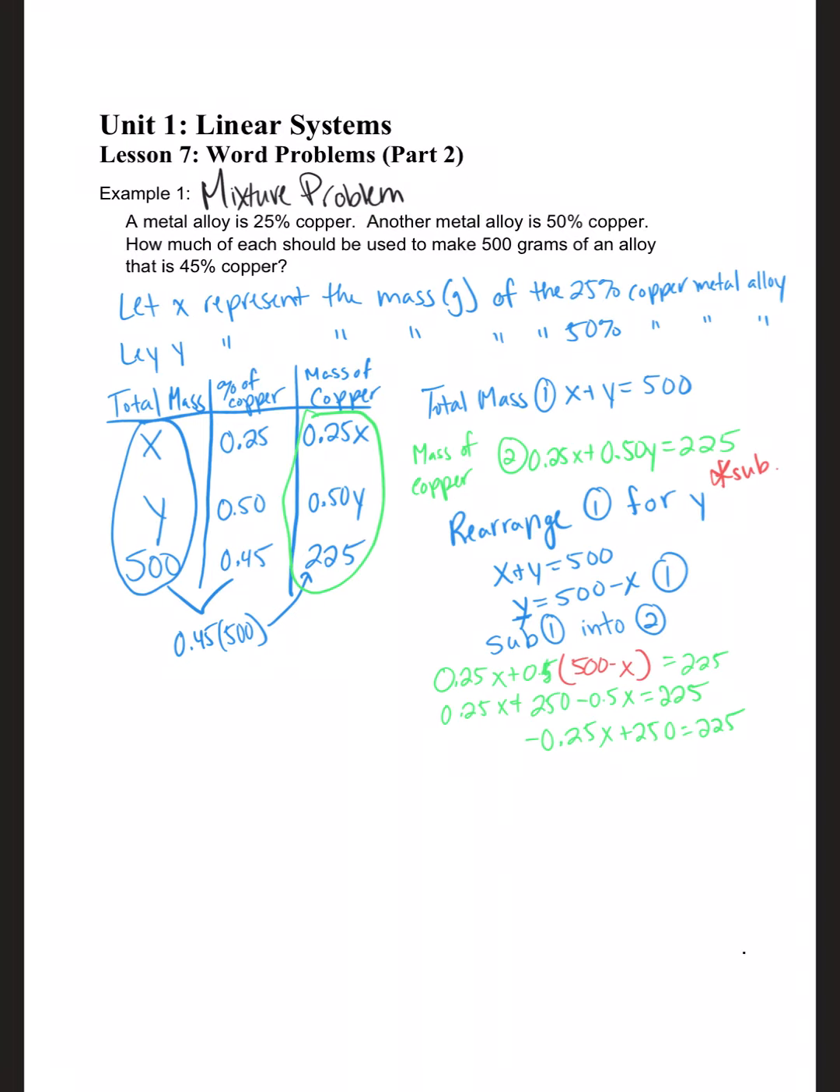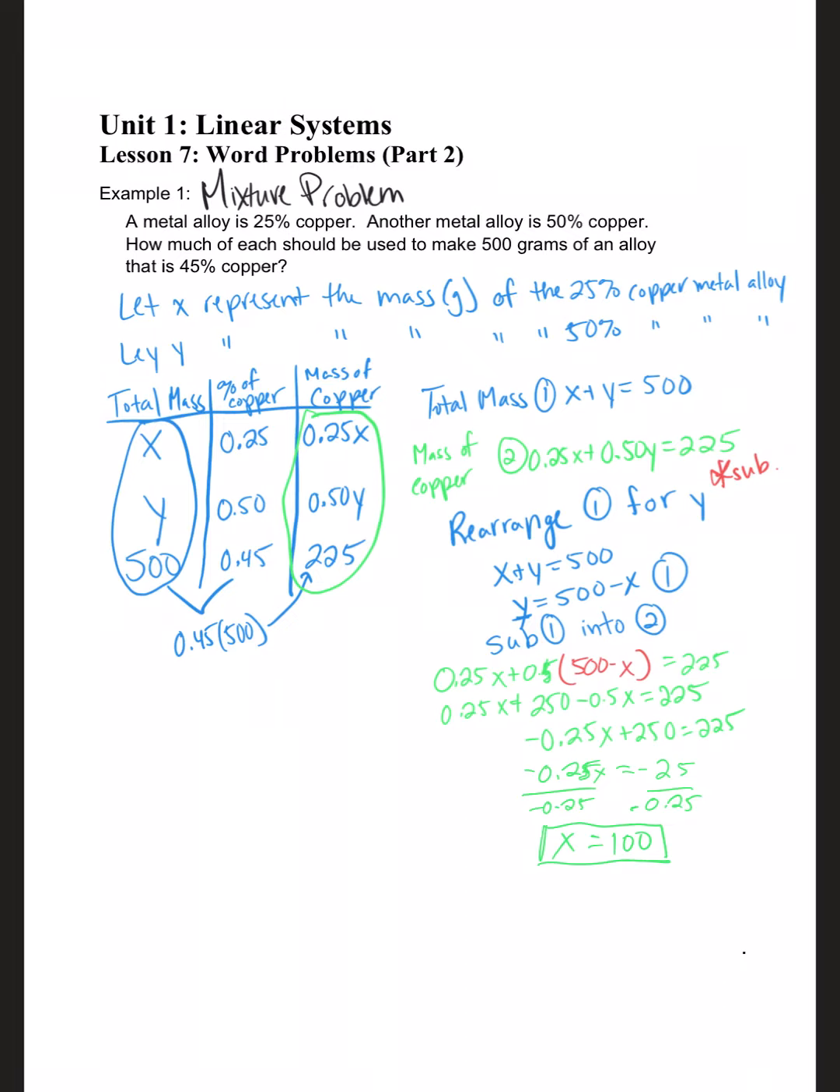And then we will continue to isolate for x, so we'll move the 250 over to the other side of the equation. The 225 minus 250 is going to be a negative 25. And then we will divide both sides by that negative 0.25. And we should get that x is equal to 100.